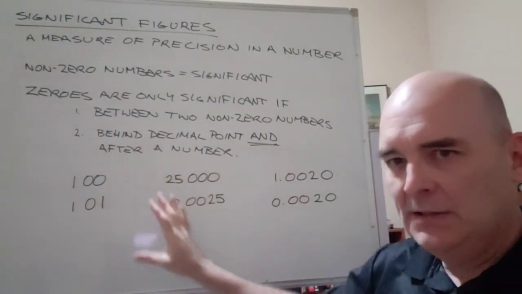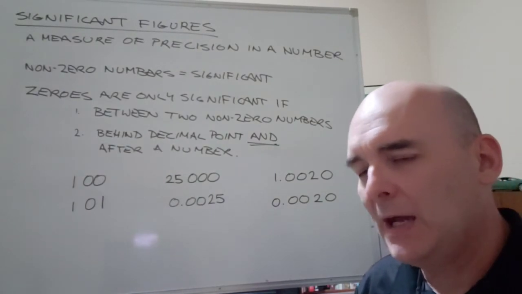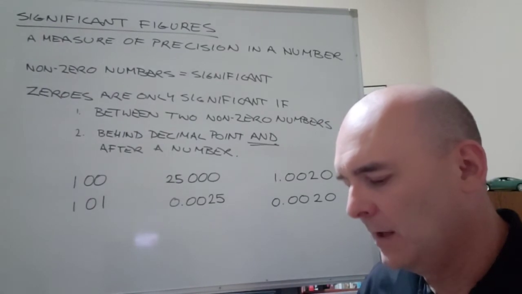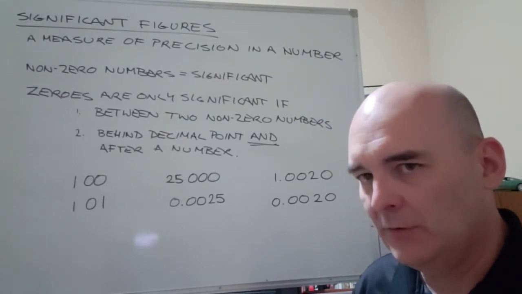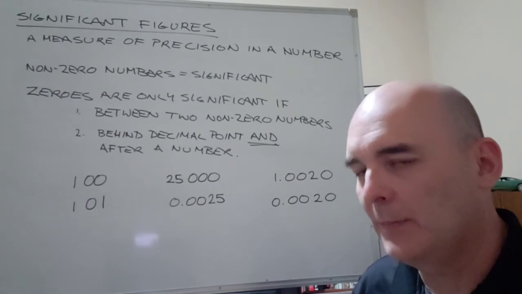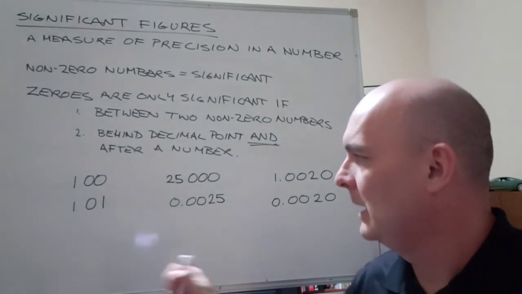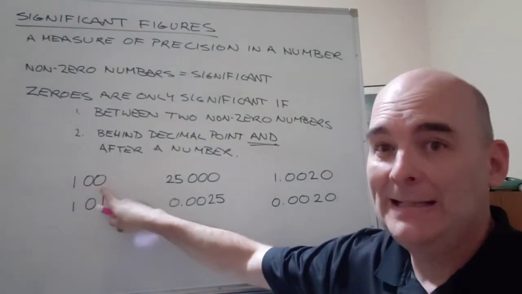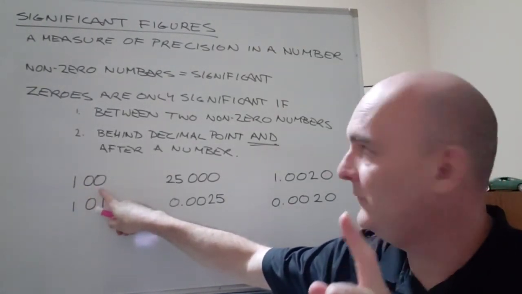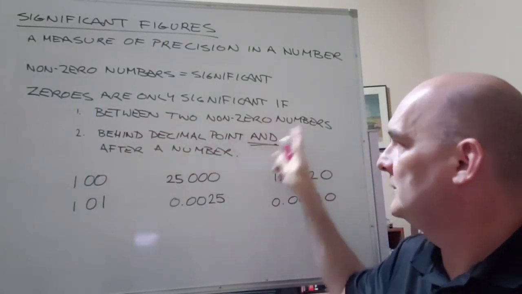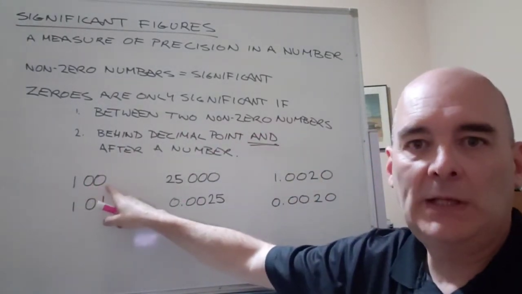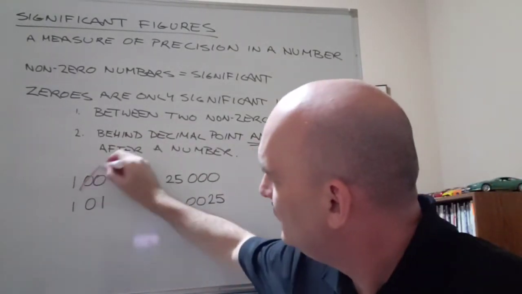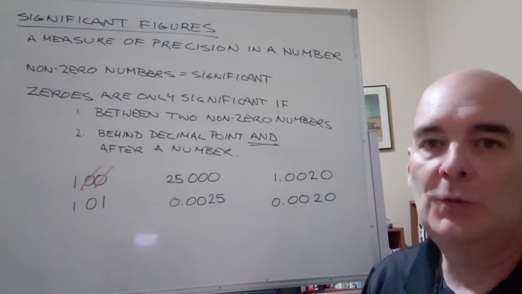So when you see a number and you want to count the number of significant figures inside that number, what you really have to do is just look at the zeros, because all the non-zero numbers are always going to count. So this 1 counts. These zeros might count if they're between two non-zero numbers. Well, no, they're not between any numbers. And they're after a decimal point? Well, no, they're not. So those zeros don't count.